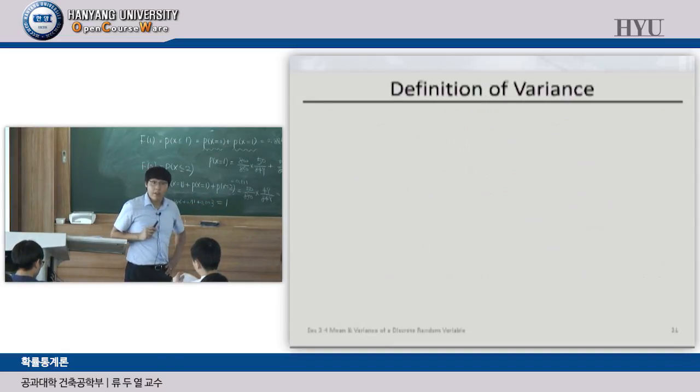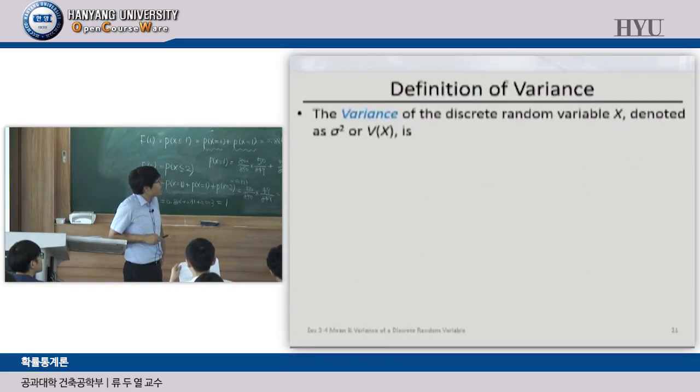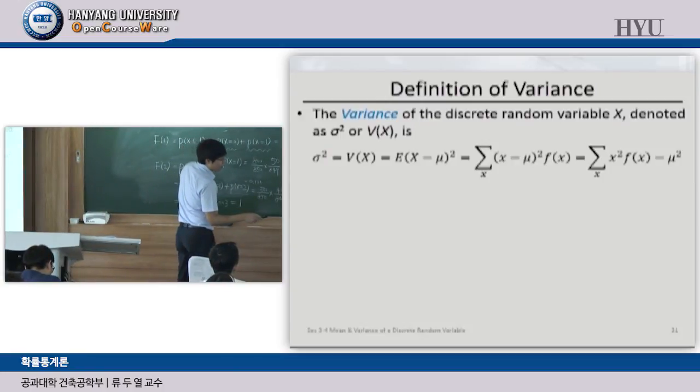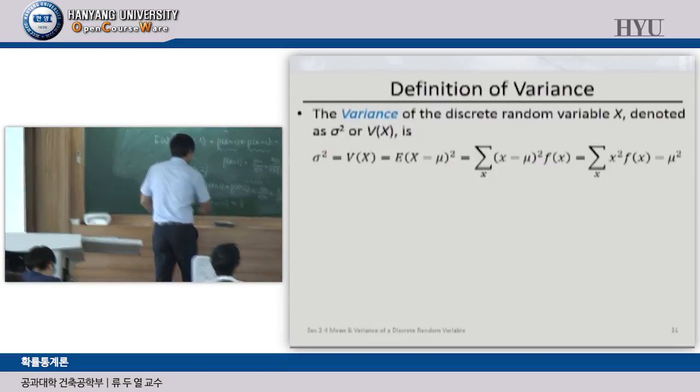And this is the definition of the variance. The variance of the discrete random variable x is denoted as sigma square or large V(X). So this is the equation for the variance: sigma square equals the summation of (x minus mu) squared, where mu is the mean, multiplied by the probability mass function. That is the definition of the variance. And I'm going to derive how to change this equation to this.